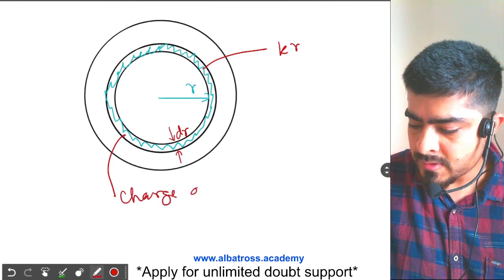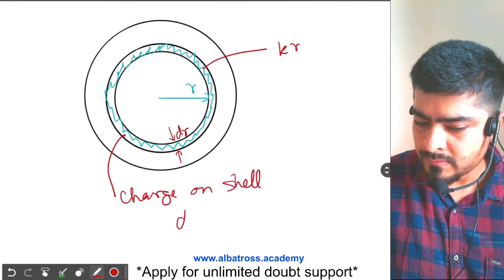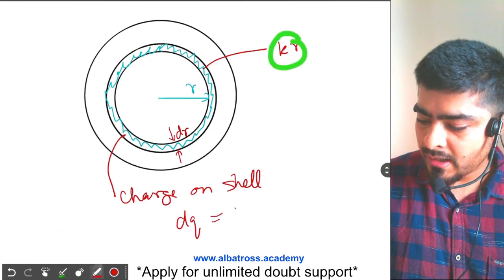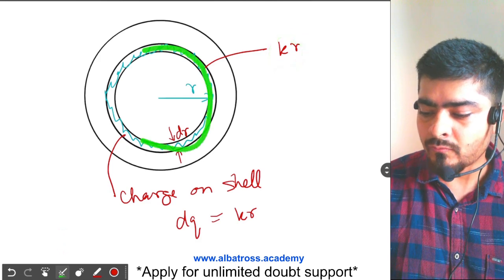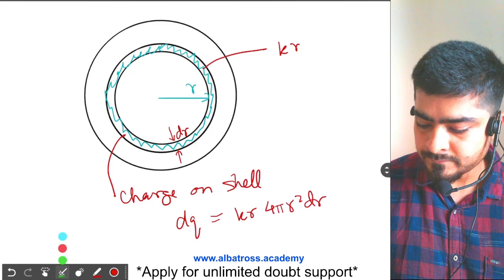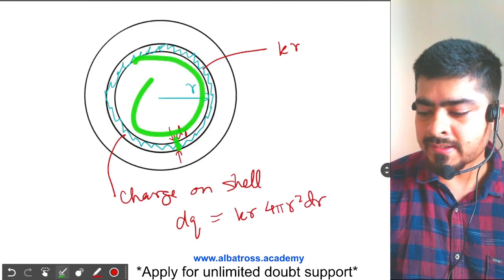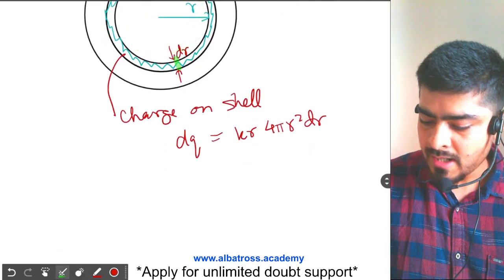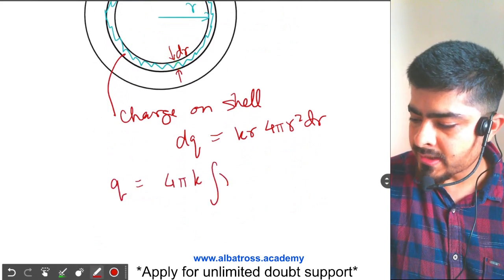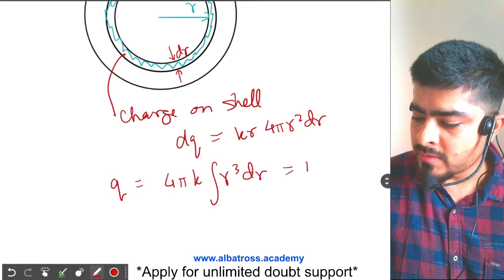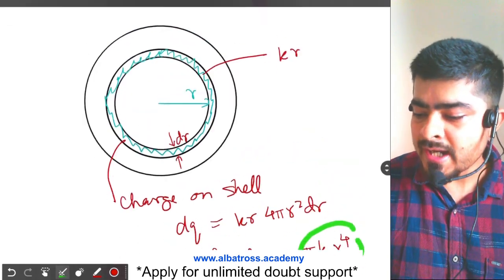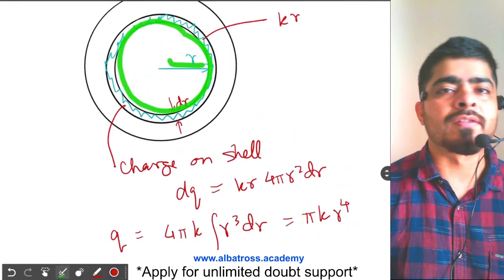So the charge on the shell, dq, will be the density kr multiplied by its volume. Volume will be 4 pi r square dr: surface area is 4 pi r square multiplied by thickness dr. So I can find the total charge q equal to 4 pi k integration of r cube dr. So this will be equal to pi k r power 4. This is the charge inside the radius r of the sphere.